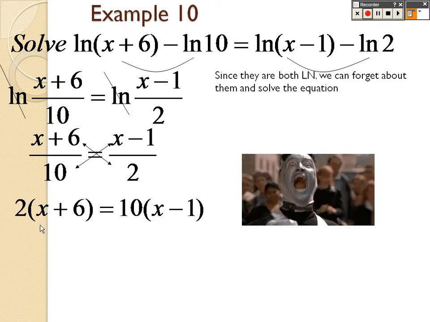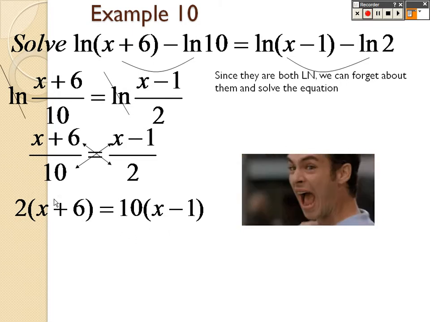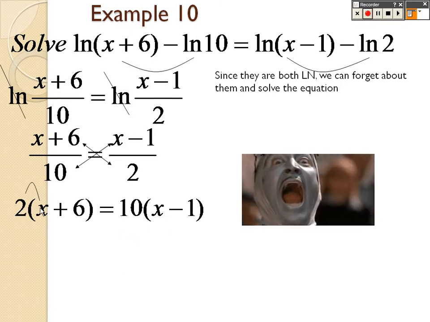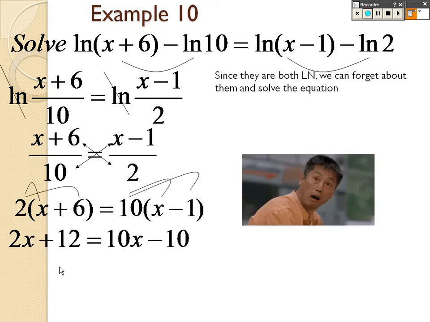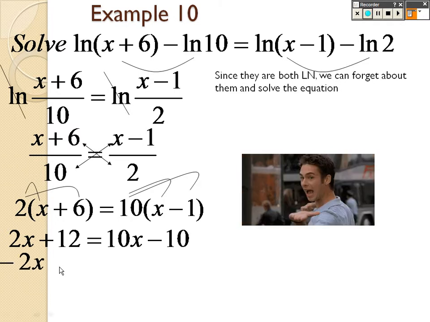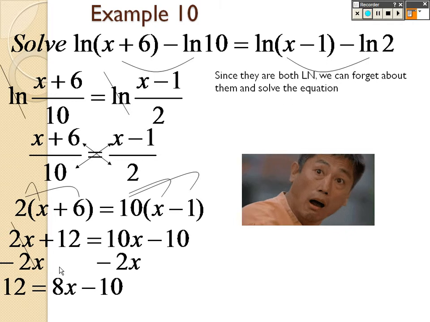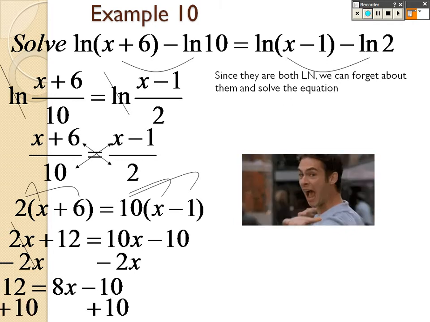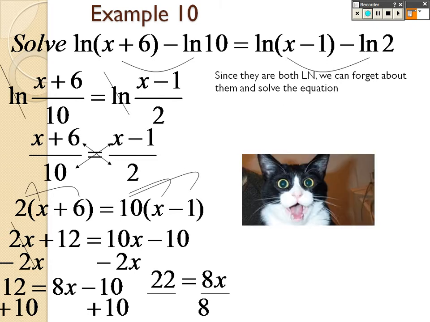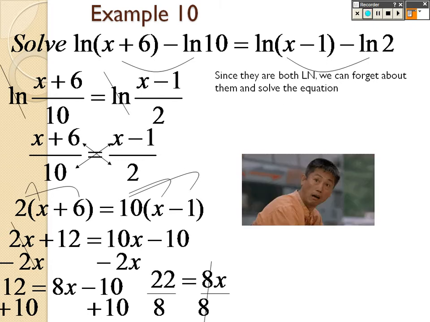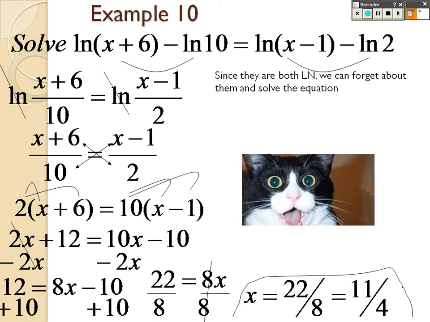So I get 2 times the quantity x plus 6 equals 10 times the quantity x minus 1. And then from there, just distribute those through to get 2x plus 12 equals 10x minus 10. Combine my x's by subtracting 2x, so I get 12 equals 8x minus 10. Then I can add 10 to both sides to get 22 equals 8x. And then divide both sides by 8, so I get x equals 22 over 8, or 11 over 4.